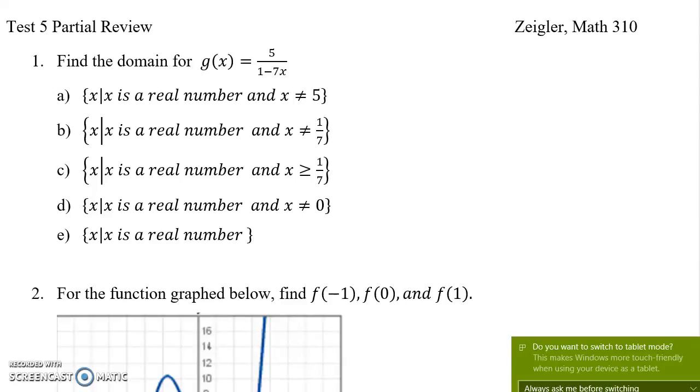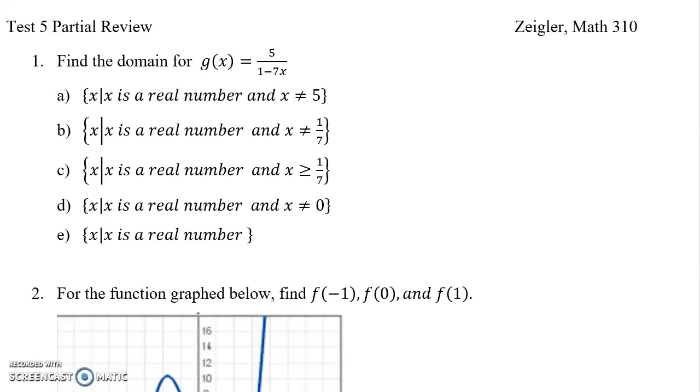This is the partial review for Test 5, a review of commonly missed problems. Number 1, find the domain for g of x equals 5 over 1 minus 7x.